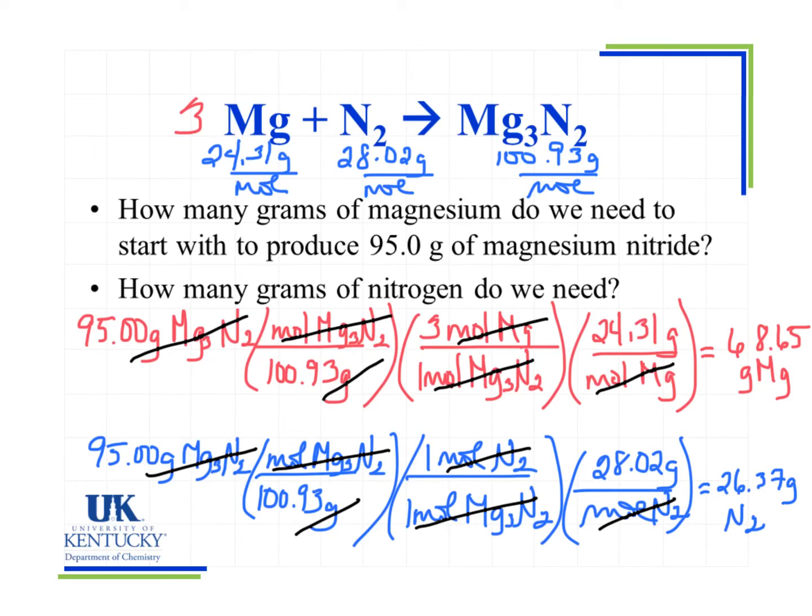And so what we've actually calculated here are the stoichiometric amounts. If I were to mix exactly 68.65 grams of magnesium with 26.37 grams of nitrogen, what I would find is that both of the reactants would be completely consumed. I would not have an excess or a limiting reagent because both of these amounts were calculated based on producing the 95 grams of magnesium nitride.